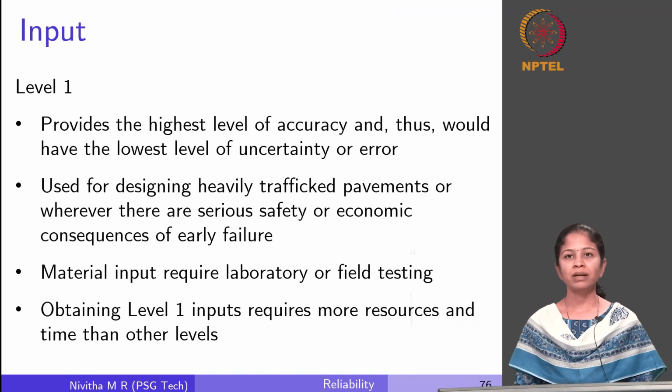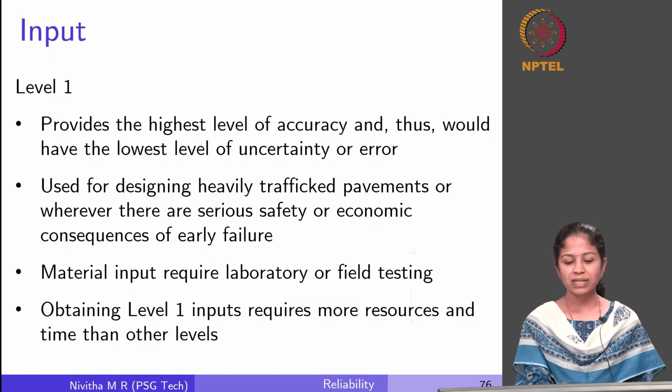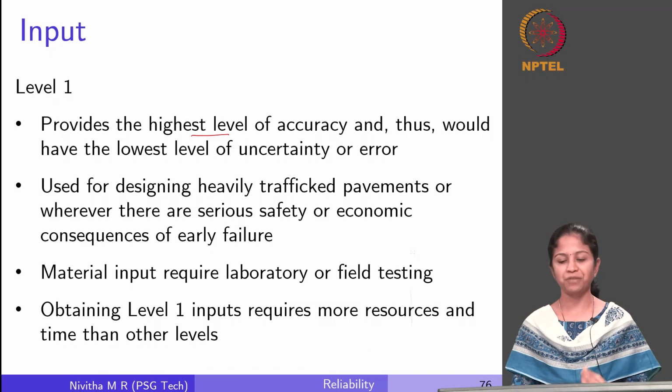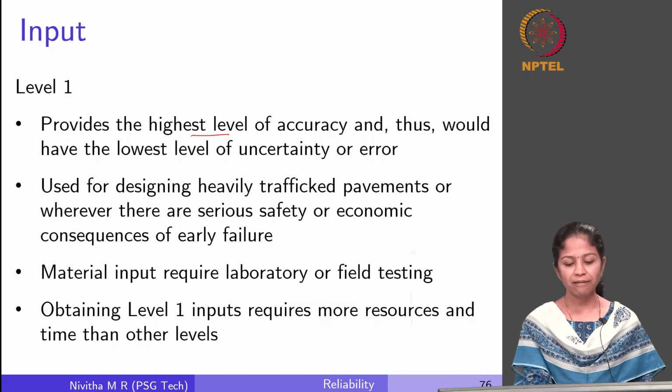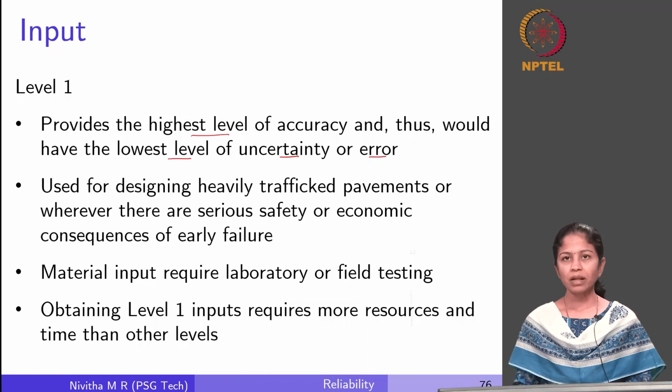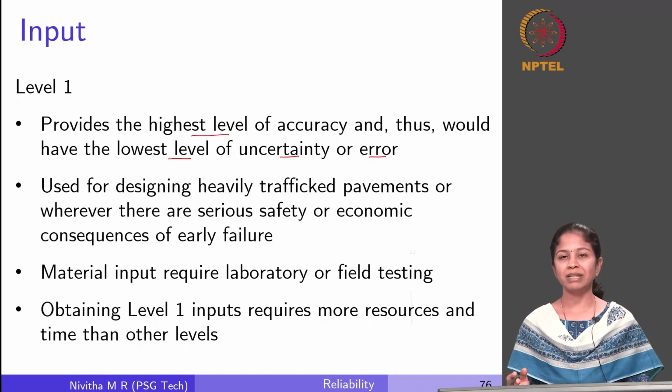So what is level 1? As I mentioned earlier, it provides the highest level of accuracy. It is the most specific information and thus would have the lowest level of uncertainty or error. It will more closely represent the actual condition that the material is going to be in the field. Say, for example, if I use an asphalt layer, a bituminous layer, I am using a bituminous mix and we have to associate a modulus value to the bituminous mix.